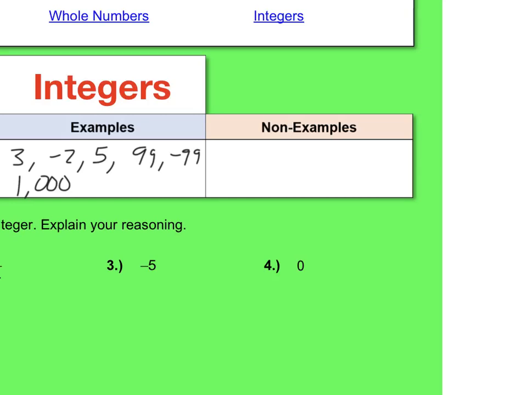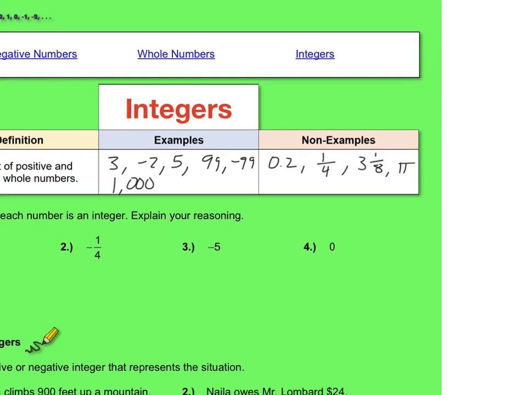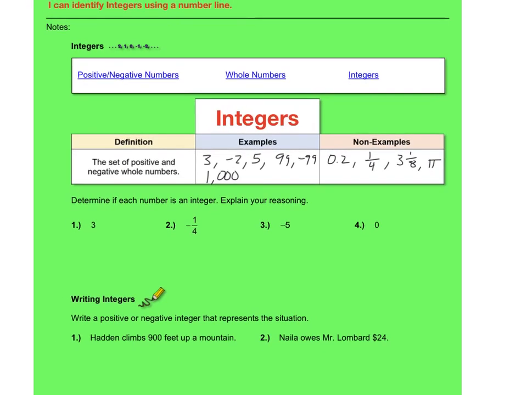Well, non-examples would be fractions and decimals, so let's name some. I'm going to go 0.2. That's a decimal, doesn't count, not an integer. How about 1/4? That's a fraction, not an integer. Mixed numbers aren't integers either. 3 and 1/8, that would be a fraction or a mixed number, not an integer. And then I'm going to throw pi in here because that's a special number that we're going to talk about later. So when we go back and look at our definition, the set of positive and negative whole numbers, we have positive and negative wholes like right there, and then non-examples would be fractions.